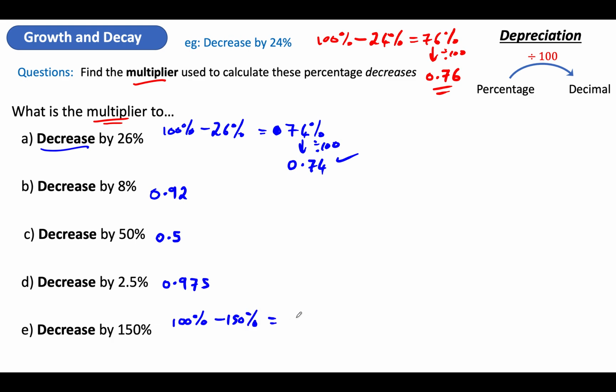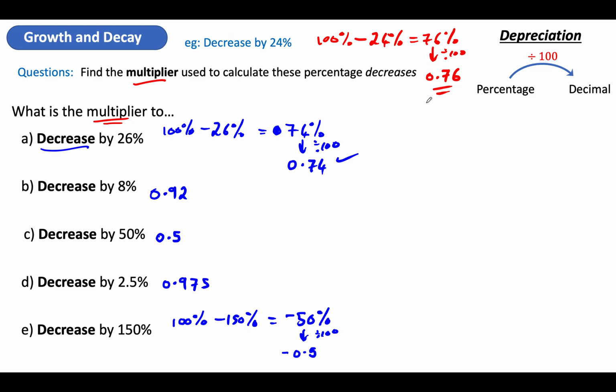And what we're left with is negative 50%. Let's turn that into a decimal by dividing by 100, which is negative 0.5. Yep, okay. My calculator's gone a bit weird. Bear with me. Okay, and so that would be the multiplier. It's unlikely you would get that question, but if it did, I suppose you have to be able to work it out. So there you go.